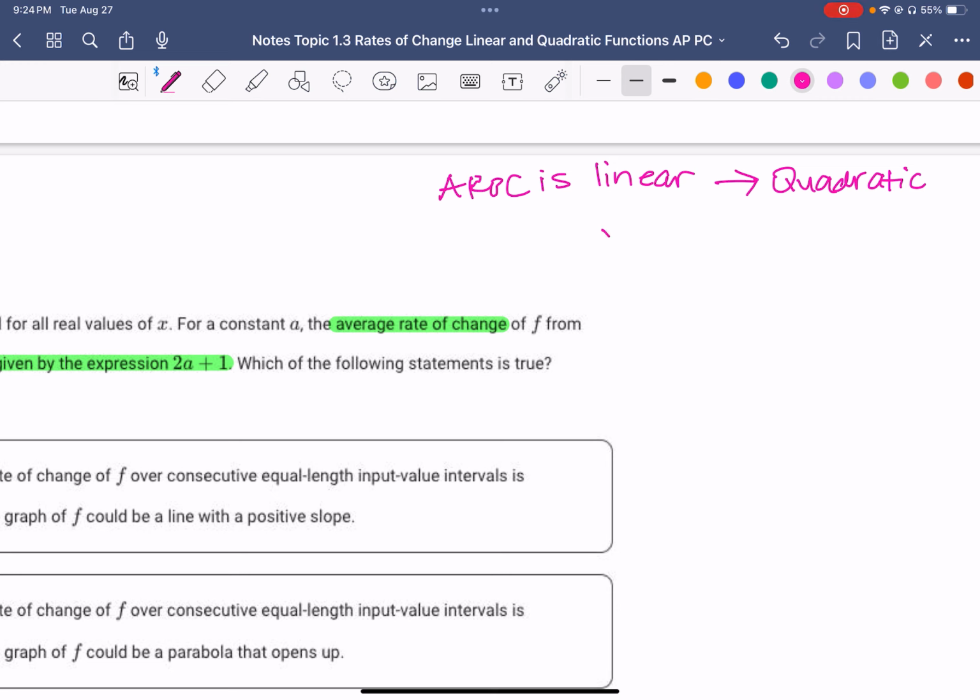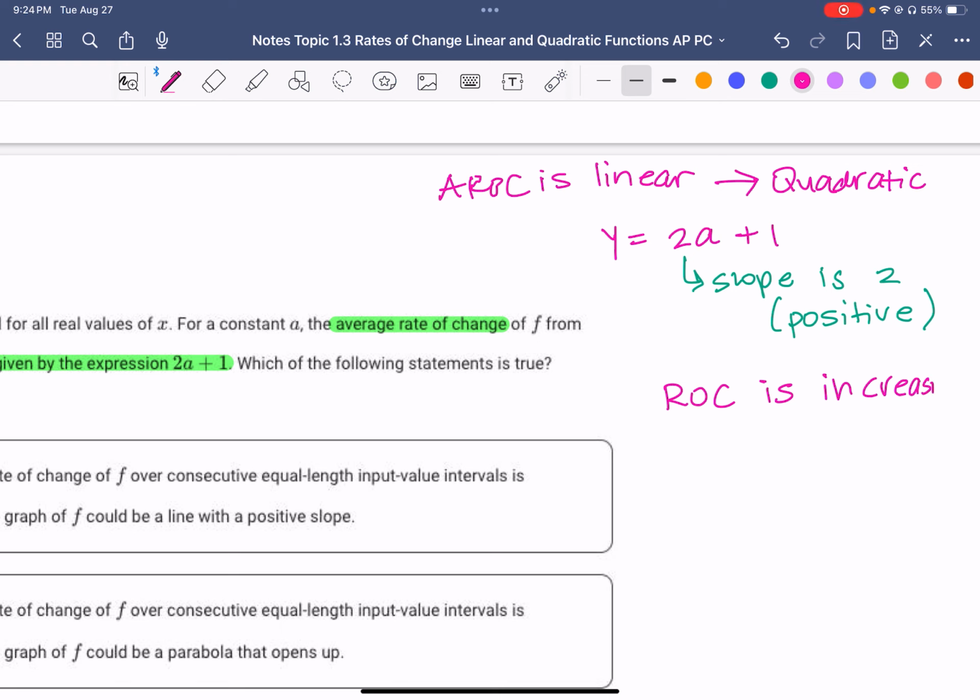Okay, so if I know that the average rate of change is linear, which is 2a plus 1, then I also know that my slope is 2, which means that the slope is positive. If my slope is positive, then that means that the rate of change is increasing. We talked about this a few pages ago. So if the rate of change is increasing, then that means that the graph is concave up.